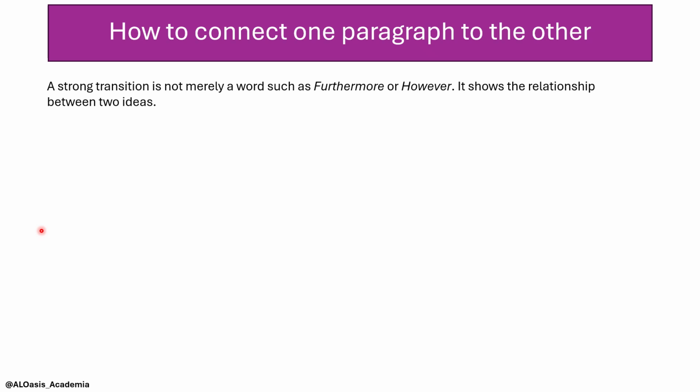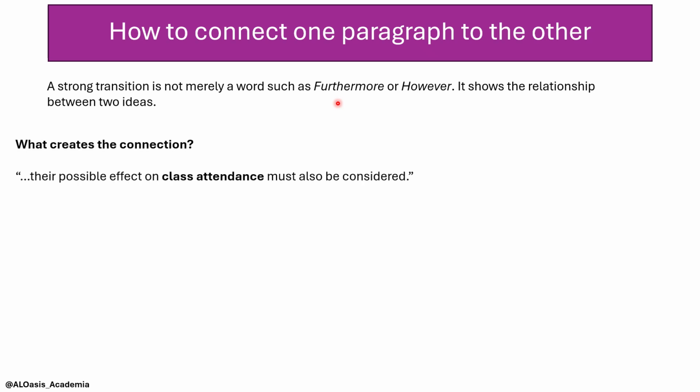As I mentioned at the beginning of this video, a strong transition from one paragraph to the other is not just using words like furthermore, however, this type of linking words. It's not enough. What you need to do is to show relationship between ideas. So what creates this connection? How can I make it as a writer so obvious to the reader that I am making a connection between the second paragraph, the new paragraph I'm writing, and the previous paragraph we wrote?